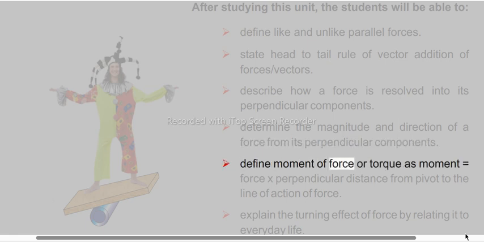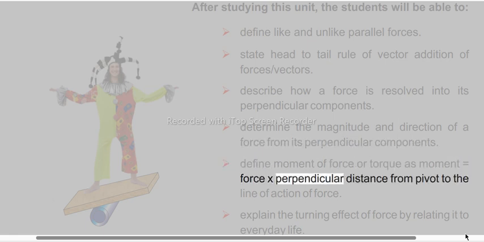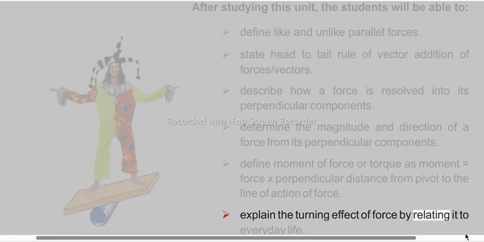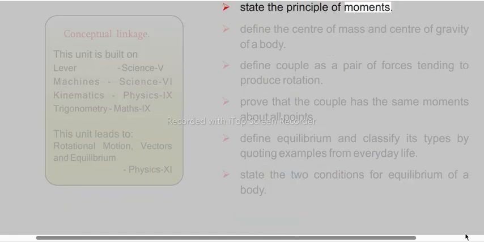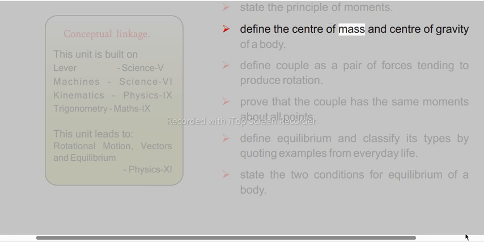Define moment of force or torque as moment equals force times perpendicular distance from pivot to the line of action of force. Explain the turning effect of force by relating it to everyday life. State the principle of moments. Define the center of mass and center of gravity of a body.